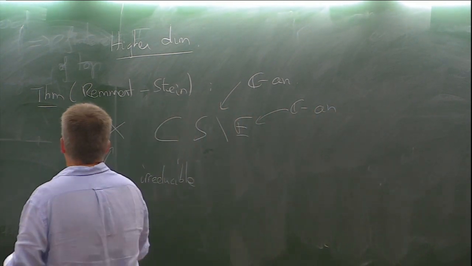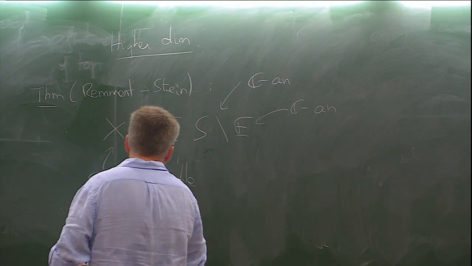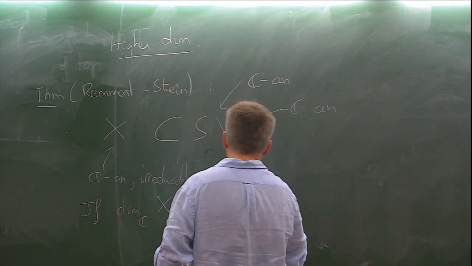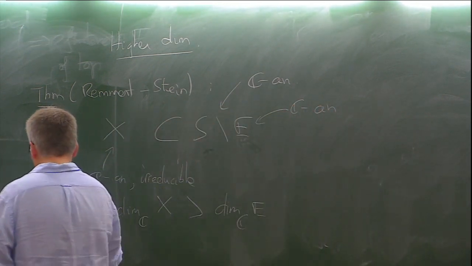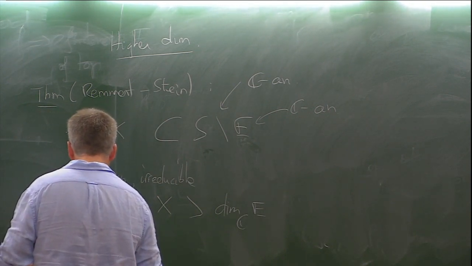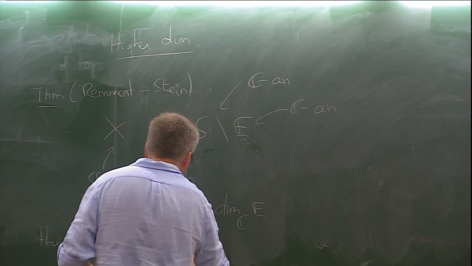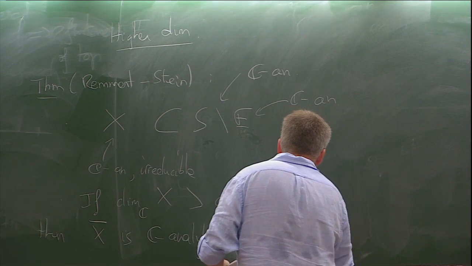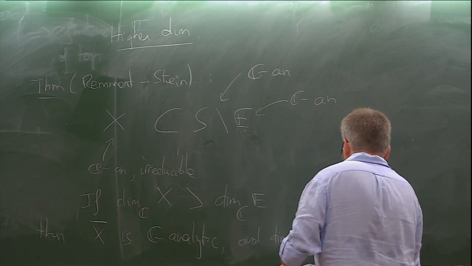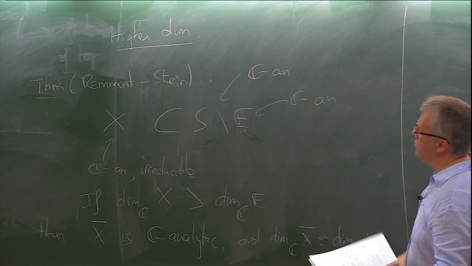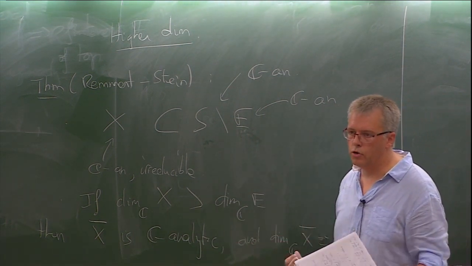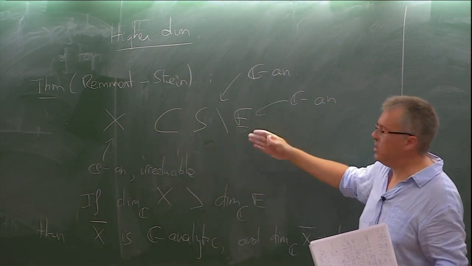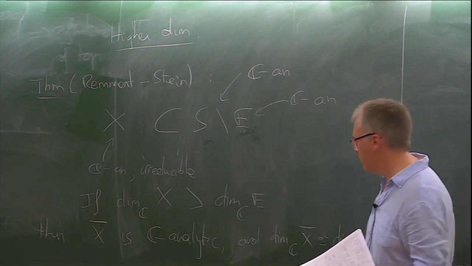And then the Remmert-Stein theorem tells you that if the dimension of X is strictly larger than the dimension of E, then in fact X bar is C analytic, and of the same dimension as X. In other words, you can propagate analyticity in taking the closure, if you have the right condition on the dimension: this guy has to be strictly larger than the set that you are removing.